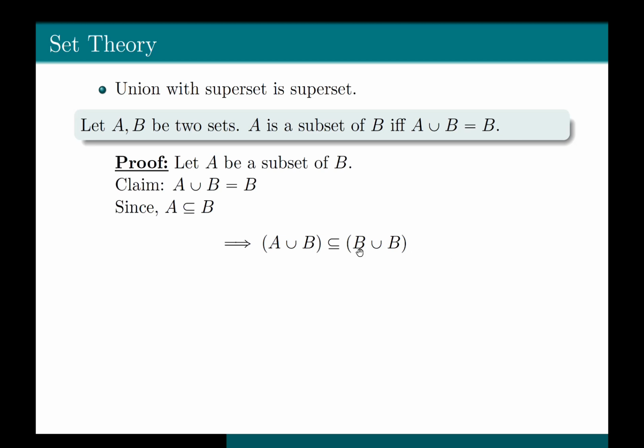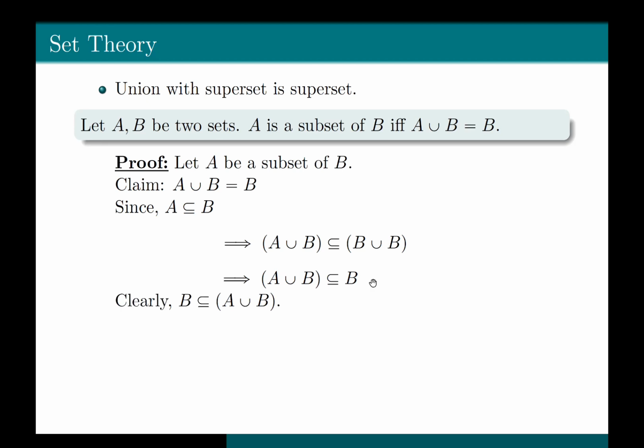Okay. Now, using idempotency, we have that B union B is equal to B, and we have that A union B is contained in B. Okay, so now, what do we have to prove? We have to prove that A union B is equal to B. How do we prove that two sets are equal? We can prove that two sets are equal by showing that both sets are subsets of each other. So one side we have proved. We have proved that A union B is a subset of B. It remains to prove that B is also a subset of A union B.